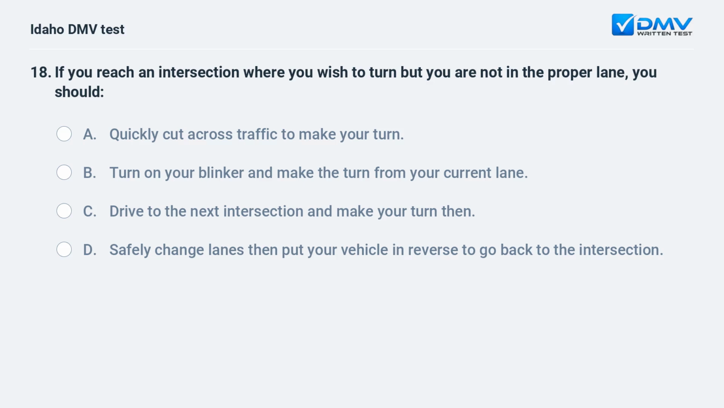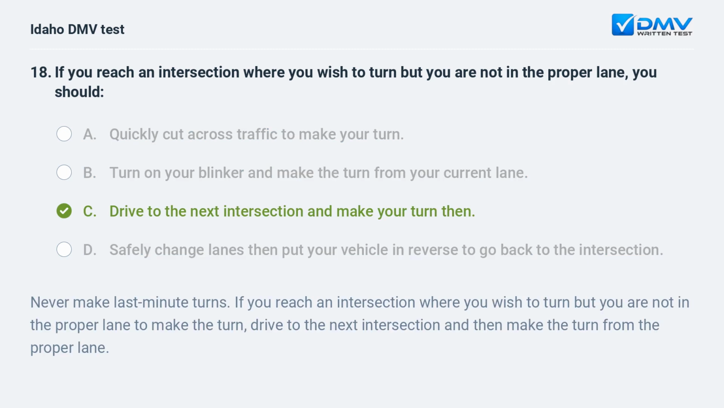If you reach an intersection where you wish to turn but you are not in the proper lane, you should A. quickly cut across traffic to make your turn. B. turn on your blinker and make the turn from your current lane. C. drive to the next intersection and make your turn then. D. safely change lanes then put your vehicle in reverse to go back to the intersection. C. drive to the next intersection and make your turn then. Never make last-minute turns. If you reach an intersection where you wish to turn but you are not in the proper lane to make the turn, drive to the next intersection and then make the turn from the proper lane.